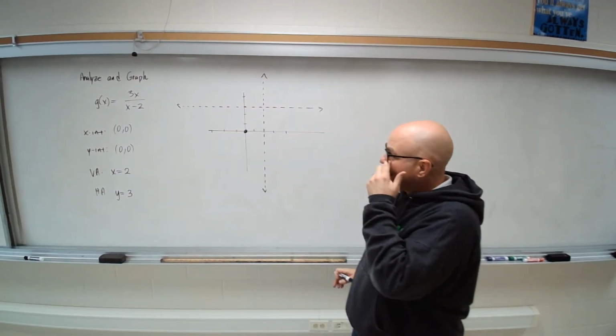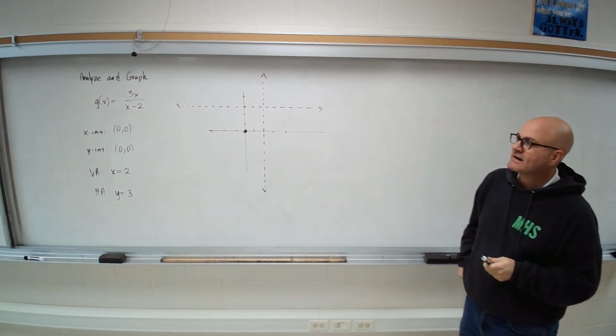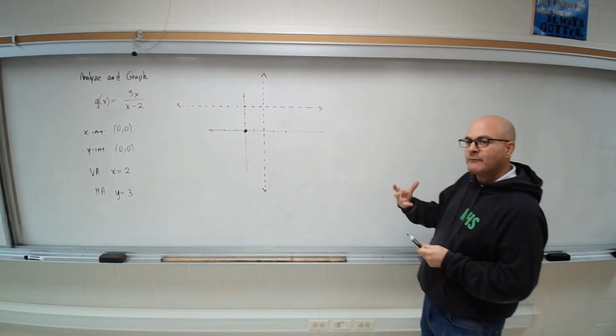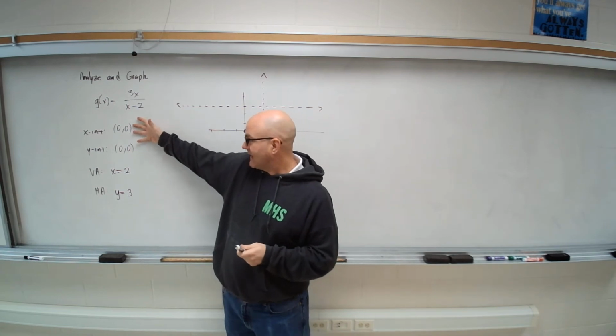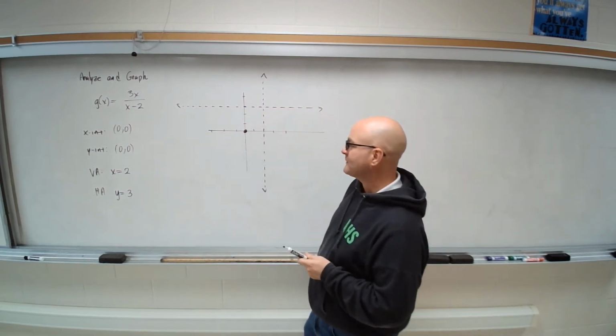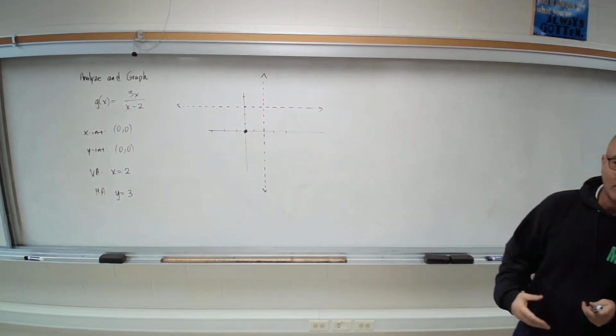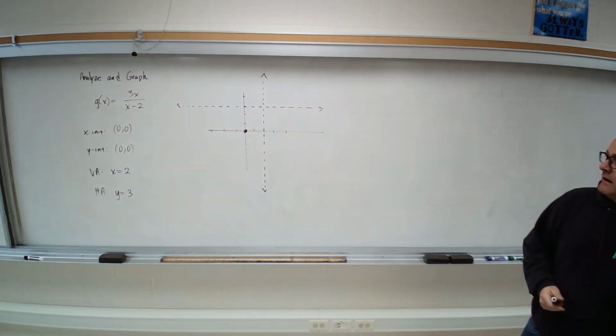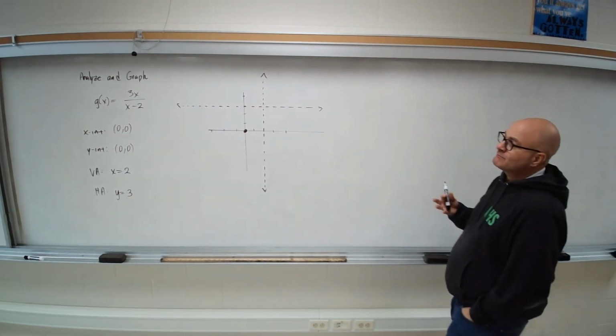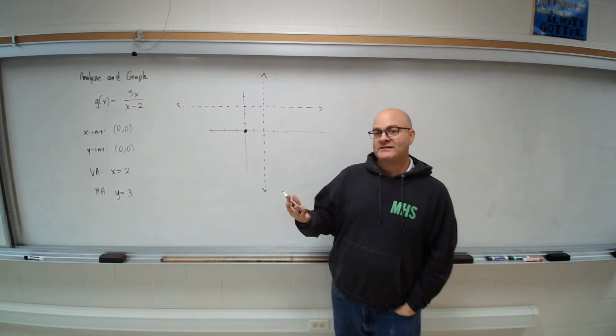All right, here's our second example. G of x equals 3x over x minus 2. Okay, we know from prior the x-intercept, y-intercept, vertical asymptote, horizontal asymptote. We have all those listed there. I went ahead and put those on the graph. We just need to figure out now where the rest of the curve is at.